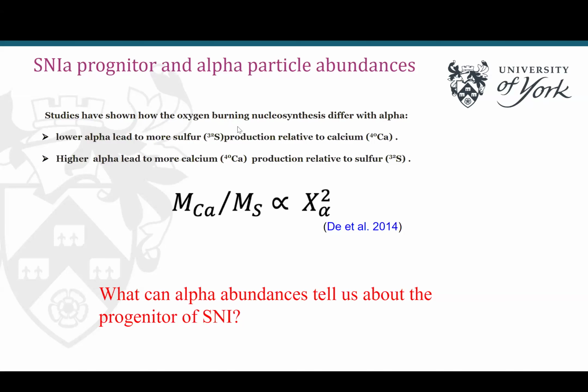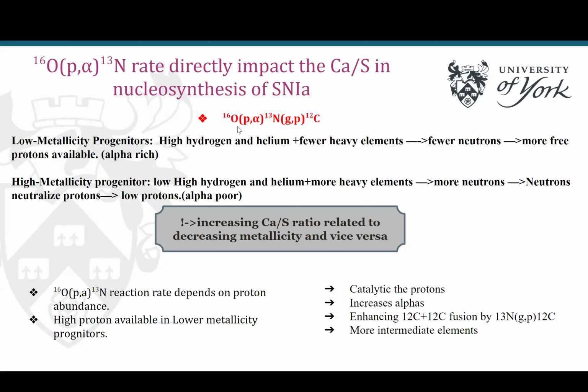And here is where the reaction of oxygen-16 plays an important role. This reaction of oxygen-16 with a proton can create more alpha particles. So the oxygen will capture the proton to create an alpha particle, which will increase the alpha particles inside the environment. This means it will create more heavier intermediate elements.